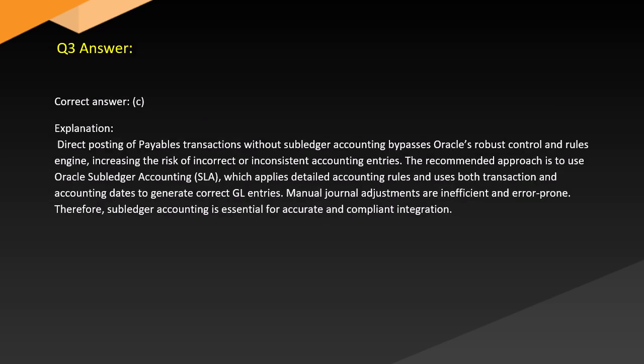Answer. Correct answer. C. Explanation. Direct posting of Payables transactions without subledger accounting bypasses Oracle's robust control and rules engine, increasing the risk of incorrect or inconsistent accounting entries. The recommended approach is to use Oracle Subledger Accounting (SA), which applies detailed accounting rules and uses both transaction and accounting dates to generate correct GL entries. Manual journal adjustments are inefficient and error-prone, therefore Subledger Accounting is essential for accurate and compliant integration.